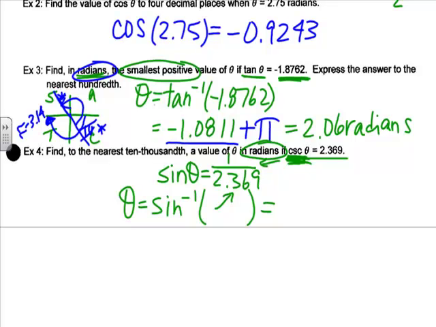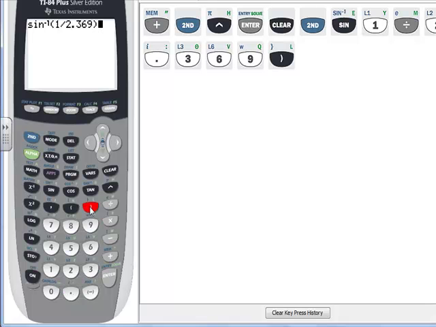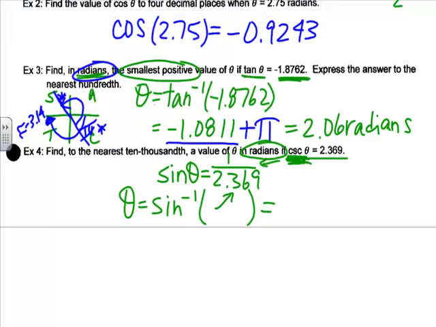And once again, we're in radians, so you can just keep your calc as it is, hit second sine, and type in 1 divided by 2.369, enter. This is in radians, and it says to give it in radians to the nearest 10,000th, so 0.4358. Okay, so there you have it. You should go on over to Math Excel for Schools and do the homework on section 10.2.